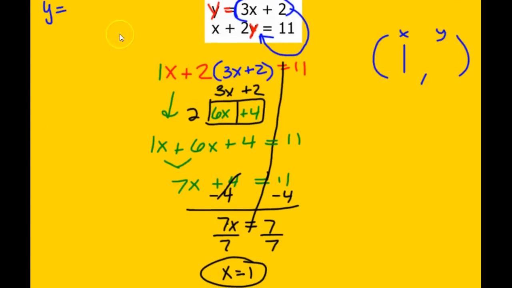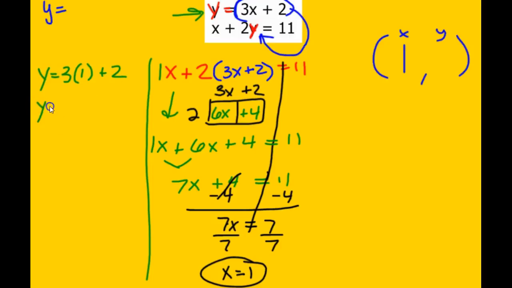And then we need to plug it back into one of our two equations to find y. If y is already by itself in this top equation, I'm just going to use that one. It says y equals 3x, and x is a 1, plus 2. Well, 3 times 1 is 3, so 3 plus 2 is 5. So there's our point at which our two lines are going to cross if we were to graph them. We just did this without graphing them.